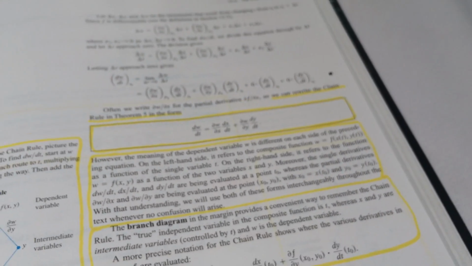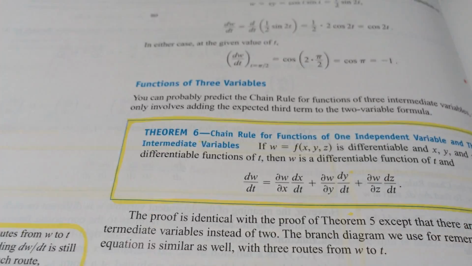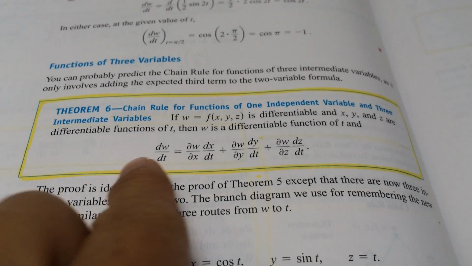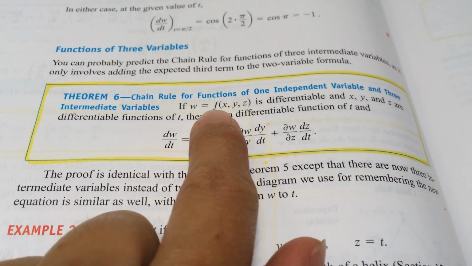They kind of talk about it if it's at a particular point that you're plugging in. Okay, so next case, this is Theorem 6 on page 716. Now notice what's different. Now w is a function of x, y, and z.